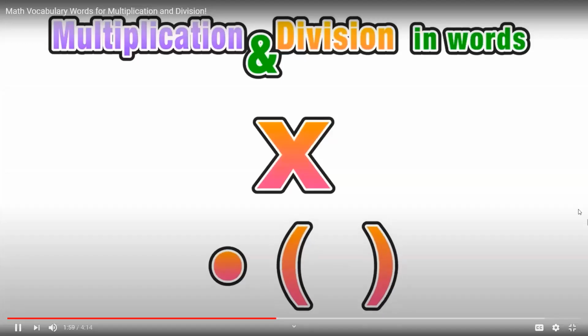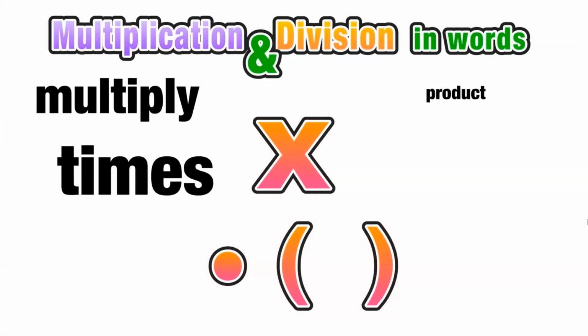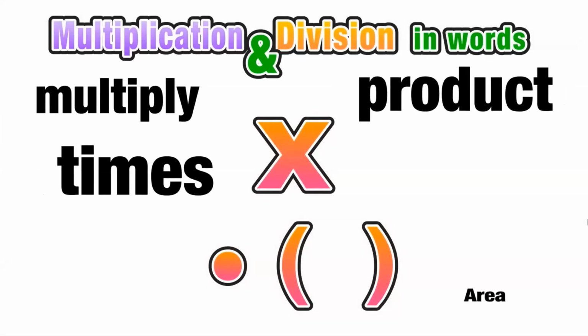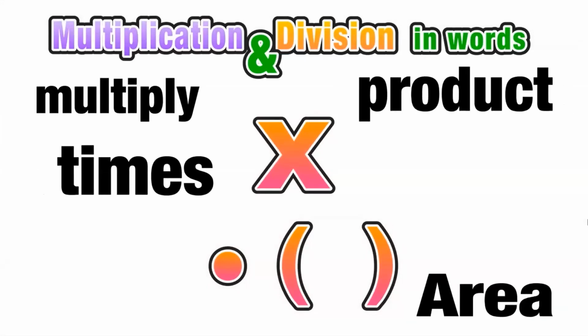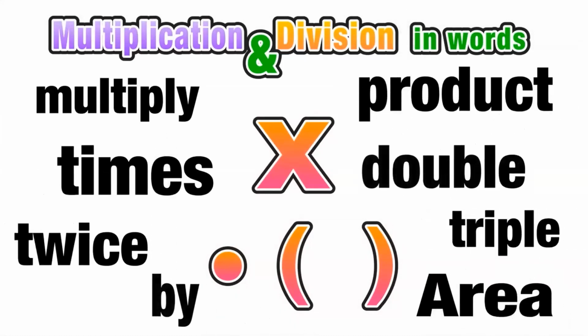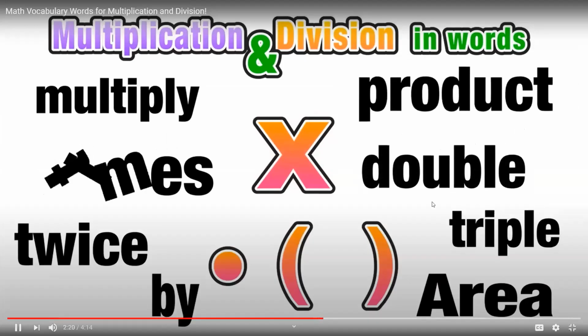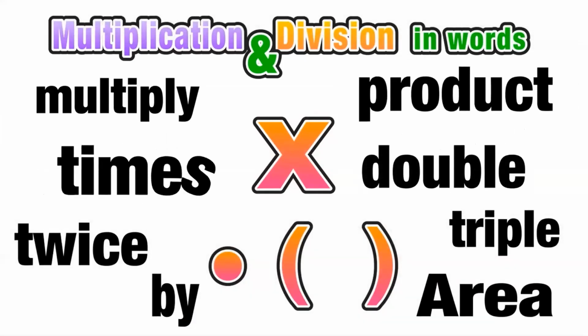And we have a few different symbols that we use to represent multiplication. And we also have many different words and phrases, such as multiply, times. We also have product. We can say area. We can also say twice or triple or double or by. And again, any of these words or phrases can be used to represent multiplication.